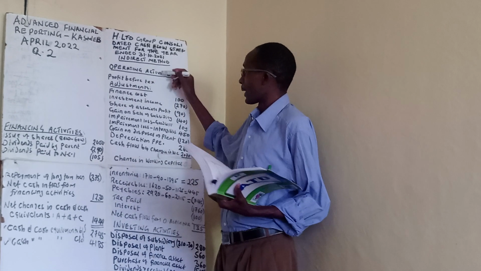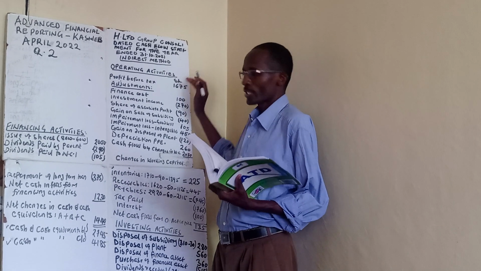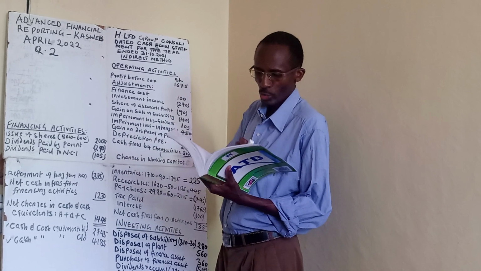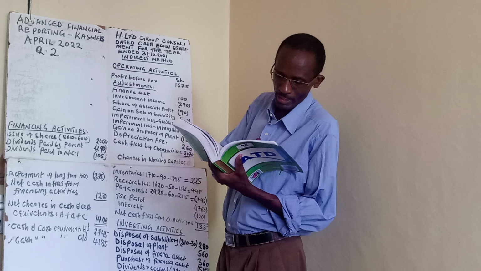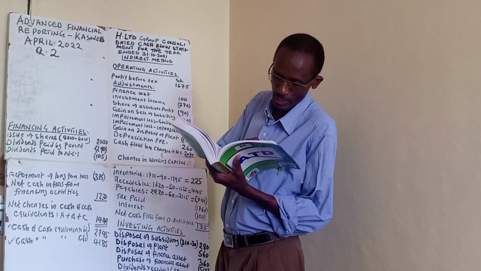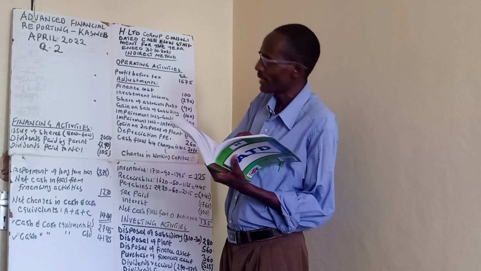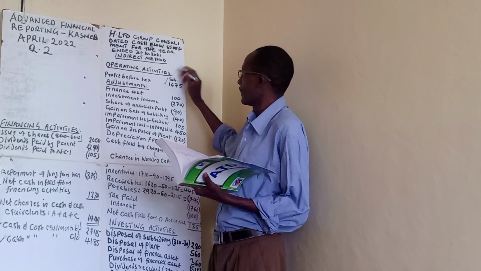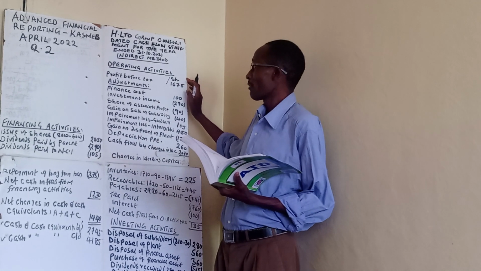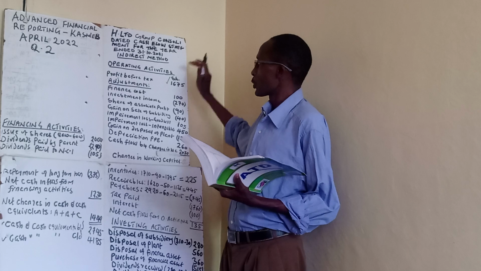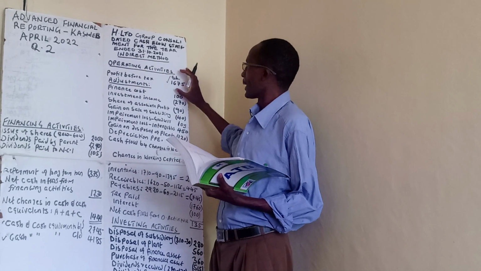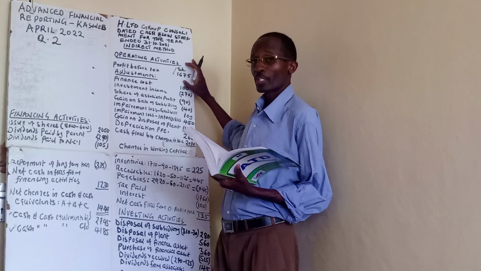Now we start here, with the profit before tax. That has been given. I believe you have this question. The profit before tax, as per the question, is given as 1625. So this figure is given. Because we are using the indirect method, we adjust this profit here.